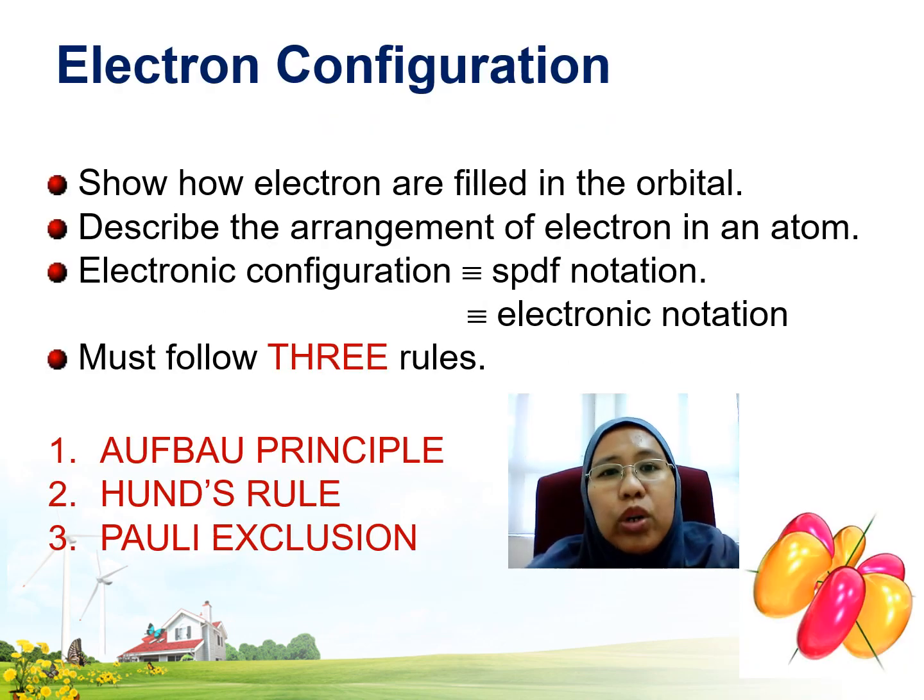What is electron configuration? Electronic configuration shows how electrons are filled in an orbital. It describes the arrangement of electrons in an atom, and we can use spdf notation. Electronic notation has the same meaning as electronic configuration. We must follow three rules.